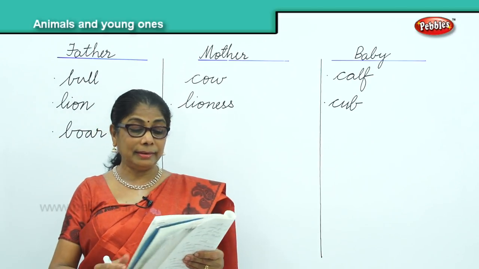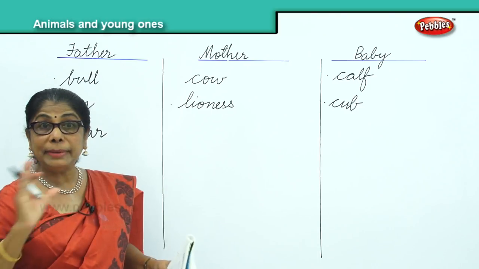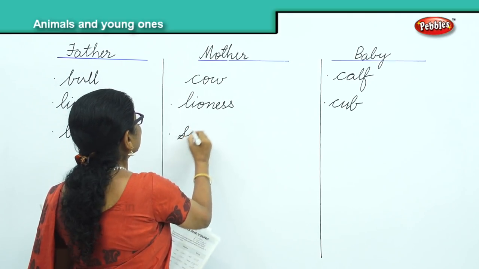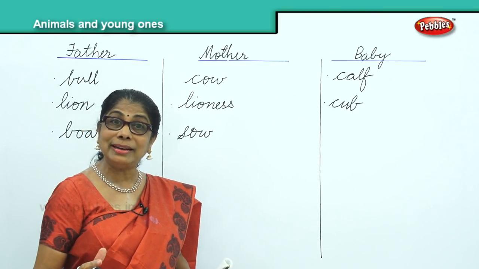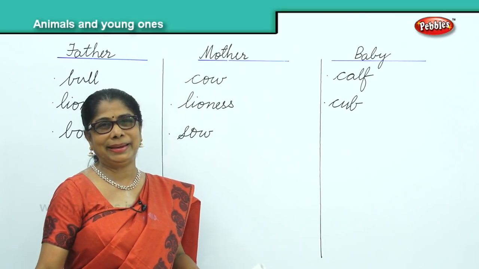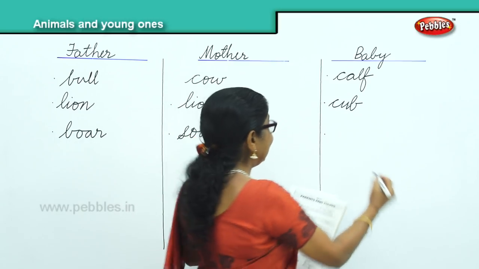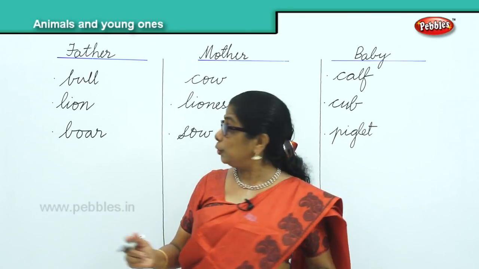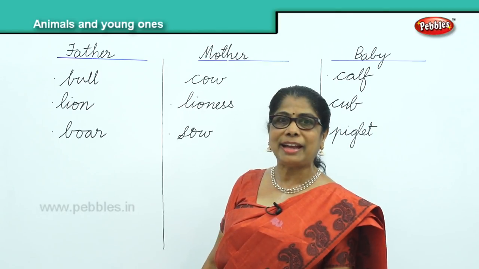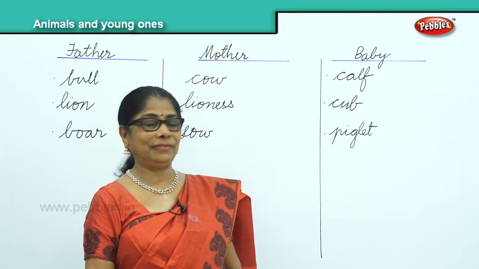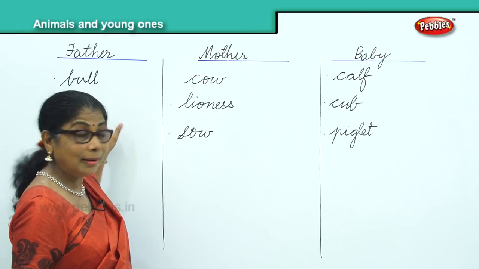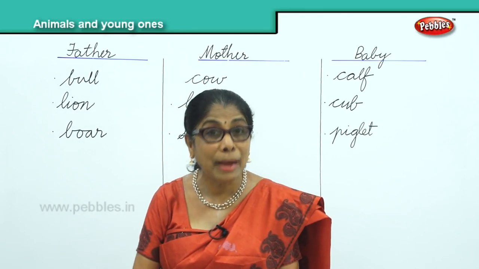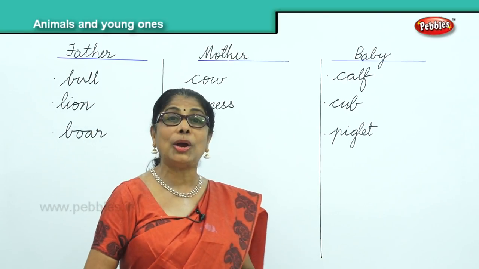The next we have boar. Daddy pig is called boar. And mummy pig is called sow, S-O-W. And the baby is called a little piglet. What does mummy say when you make a big mess? Little piglet, isn't it? So mummy wants you to keep the place clean. That is one piglet. If you have many piglets, plural. So you have here daddy bull, mommy cow, and baby is called calf. Then in lion, we have lion, lioness, and cub. And daddy pig is called boar, mommy pig is called sow, and the baby is called piglet.